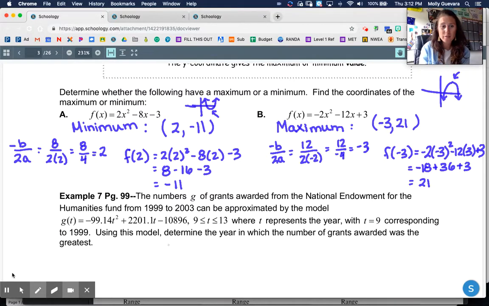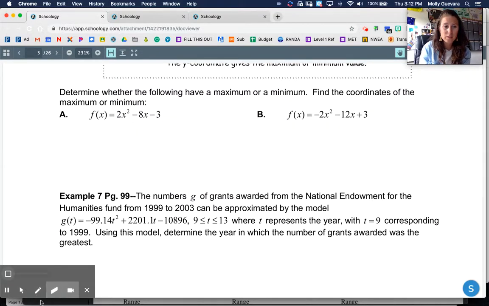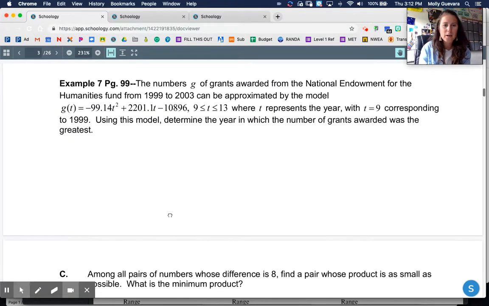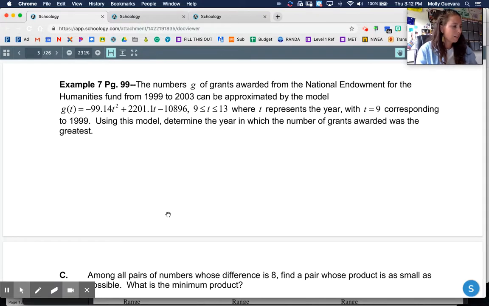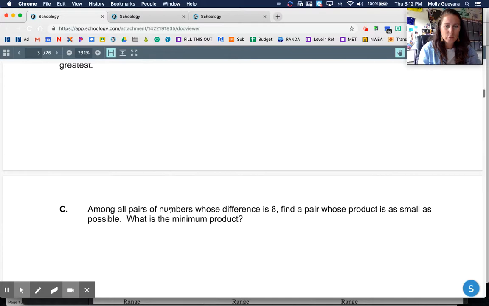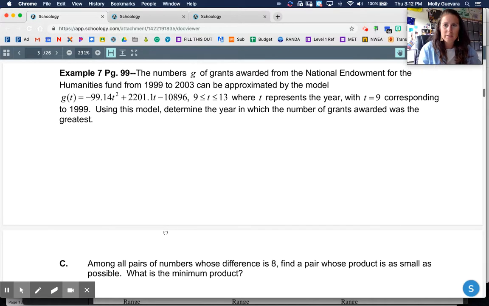Hopefully we feel good about that. All good. And the last problem that we're going to do, we're actually not going to do question C. So example 7 here is going to be our last problem. We're going to need a graphing calculator.